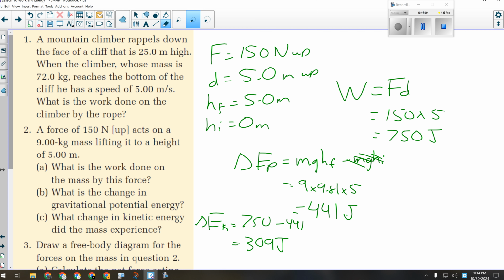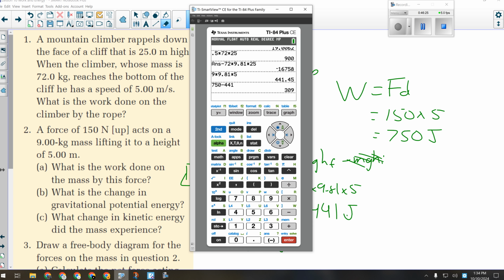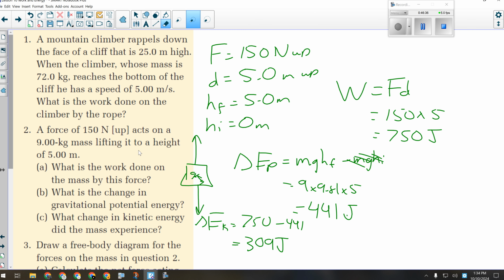Okay, so is this essentially an elevator? So I've got this mass here that's 9 kilograms. Can I calculate that force? That's force of gravity, right? If I want to raise it at a constant velocity, then this force and this force are equal. So if I take that 9 times 9.81, that's how much force was required to lift it at a constant velocity, 88.29 newtons.